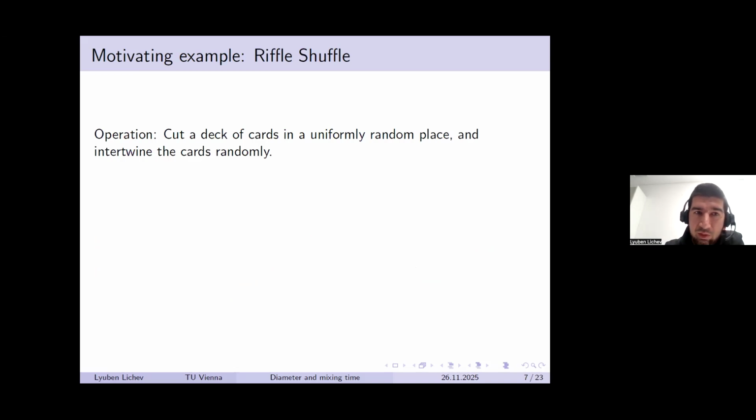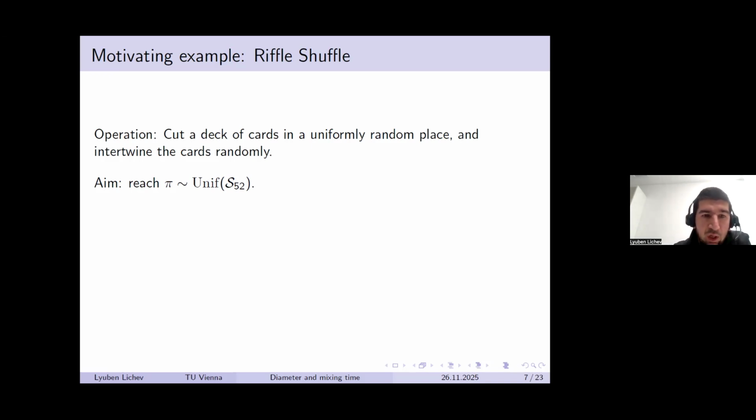So let's do a quick motivating example on mixing times. I mentioned that some of the most classic examples of Markov chains are decks of cards that are shuffled in different ways. So if you take a deck of cards, then maybe one of the most natural things to do when you want to mix it is to cut it somewhere in the middle and then to intertwine the cards from the two parts that you obtain randomly. So what would the state space be here? The state space would be, of course, all possible arrangements of these cards, which are usually 52 in a usual deck.